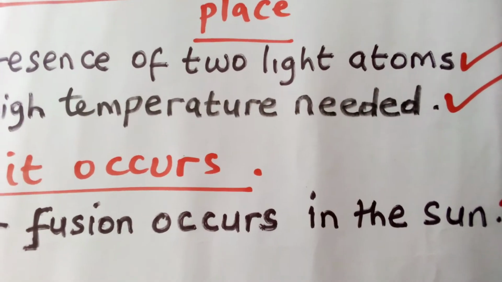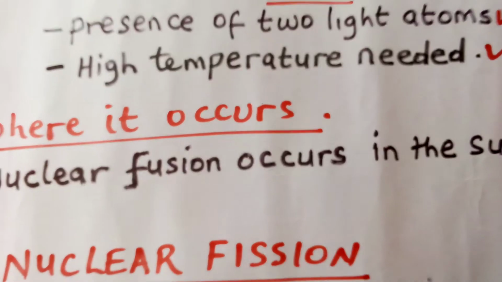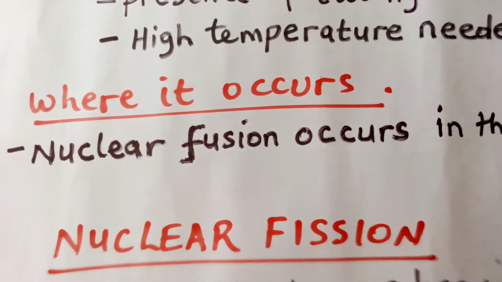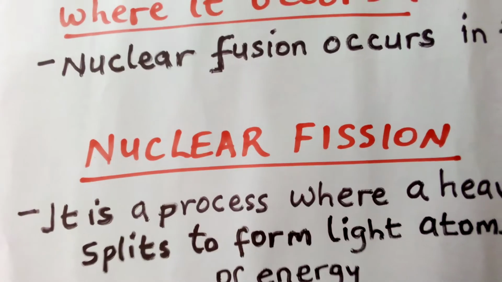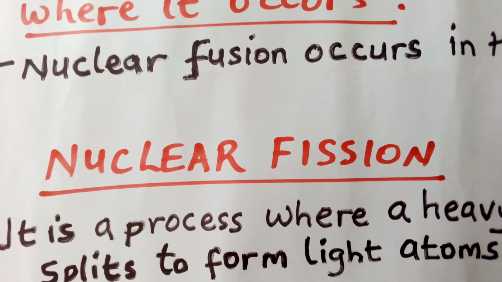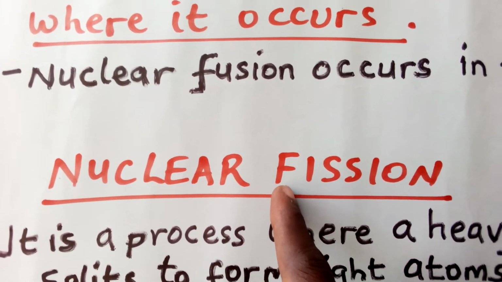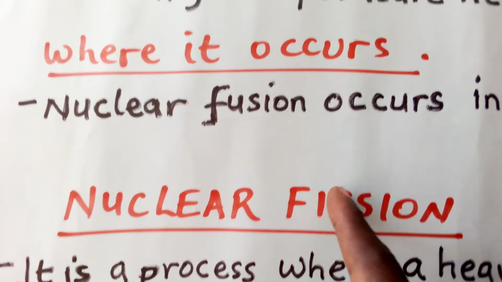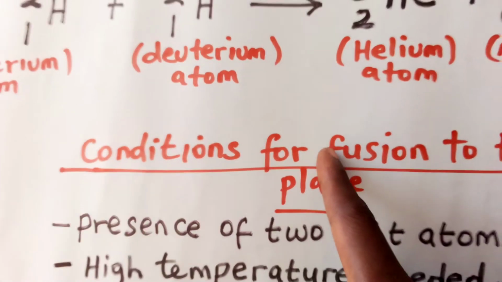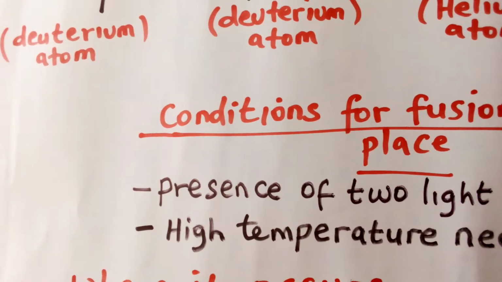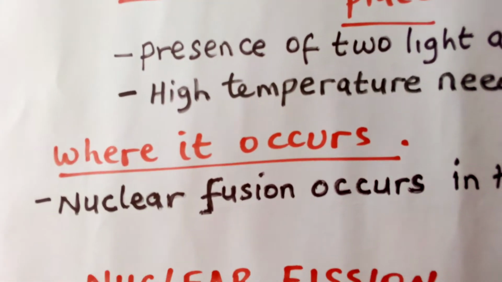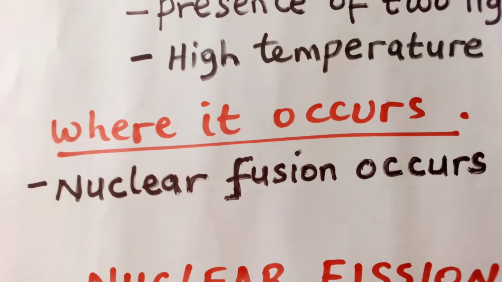Now, there is another term which is related to nuclear fusion. It also starts with the word nuclear, but this is fission. I want you to note the difference. This is Fi, while this one is Fu. So in this case, what do we mean by nuclear fission?